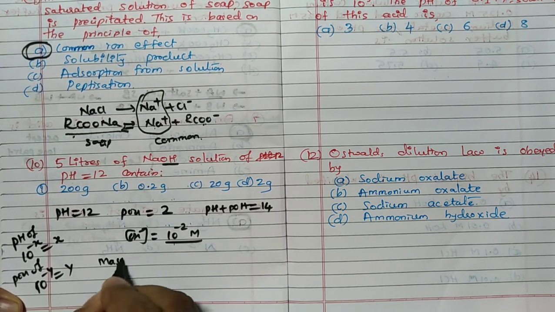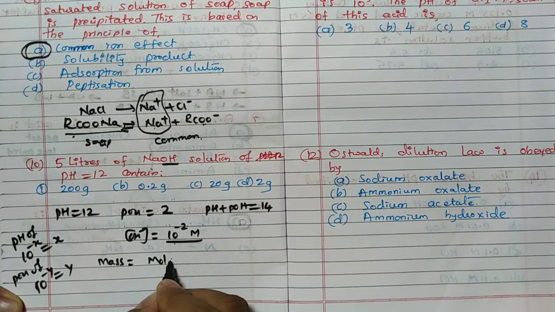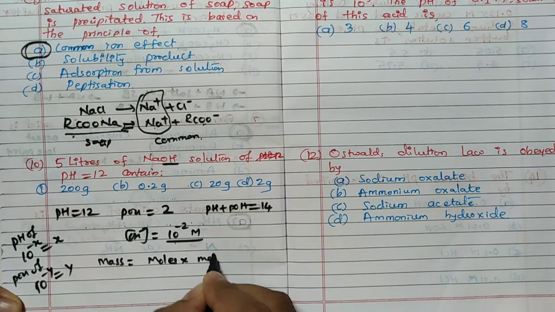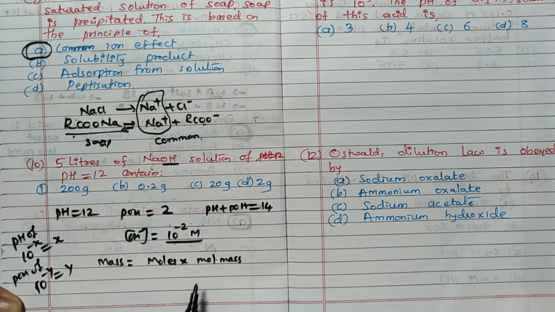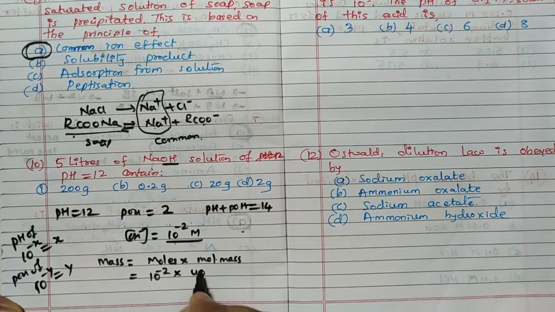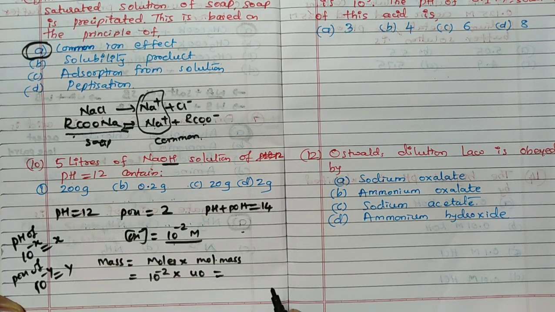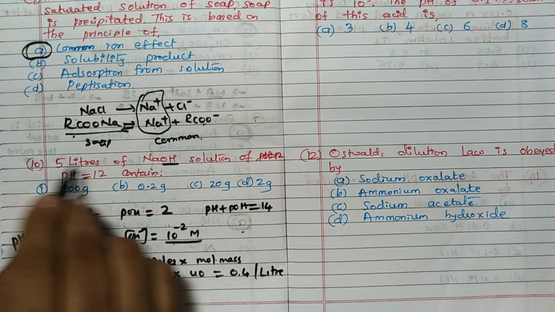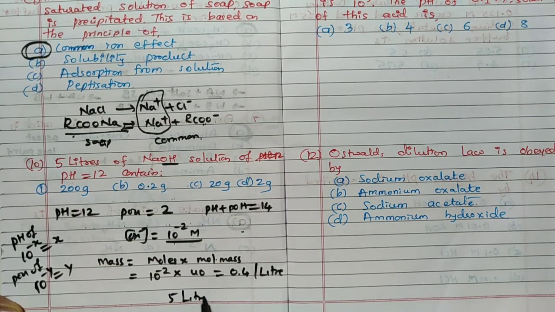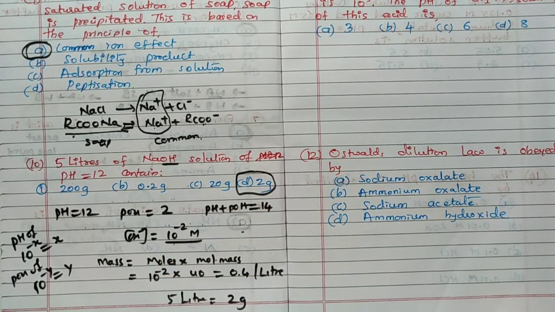Now calculate mass. Moles is equal to mass by molecular mass, so mass is equal to moles into molecular mass. So moles is 10 to the power minus 2, into molecular mass of NaOH, which is 40. So you are going to get 0.4. 0.4 is for what? Molarity means per liter. For 5 liters they are asking, so for 5 liters, how much does it become? 5 into 0.4 is equal to 2 grams. So the answer for this question is D.